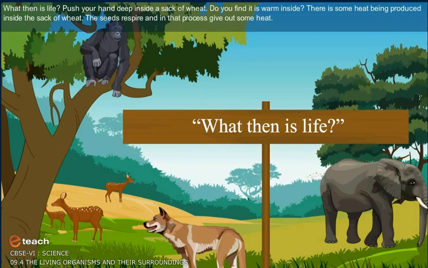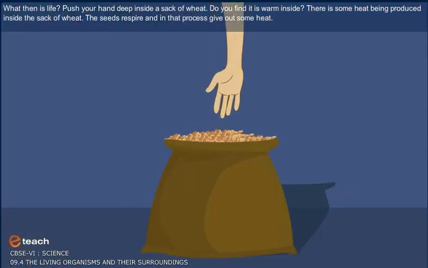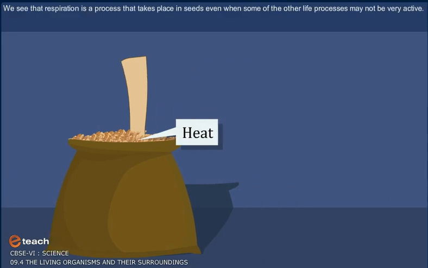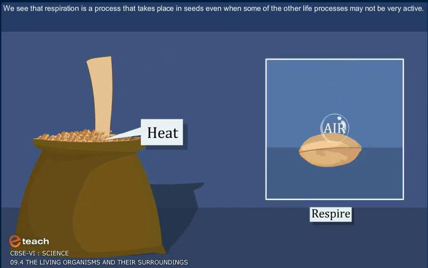What then is life? Push your hand deep inside a sack of wheat. Do you find it warm inside? There is some heat being produced inside this sack of wheat. The seeds respire and in the process give out some heat. We see that respiration is a process that takes place in seeds even when some of the other life processes may not be very active.